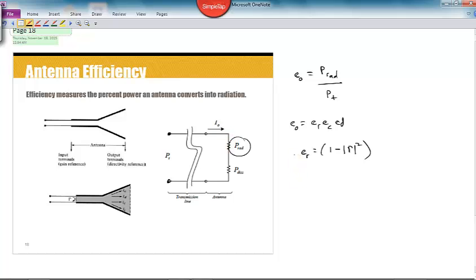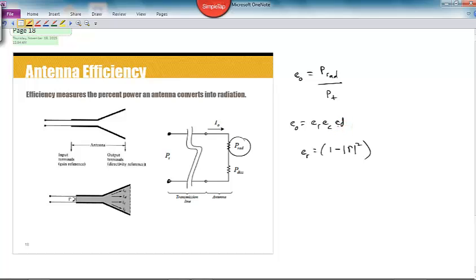EC, on the other hand, is called conduction efficiency. It accounts for the losses in the conductor in the antenna. How we control that is just use good materials in the design of the antenna. And then ED is the dielectric efficiency, and it accounts for losses in the dielectric. And again, we can control that by building the antenna out of high quality dielectric materials.